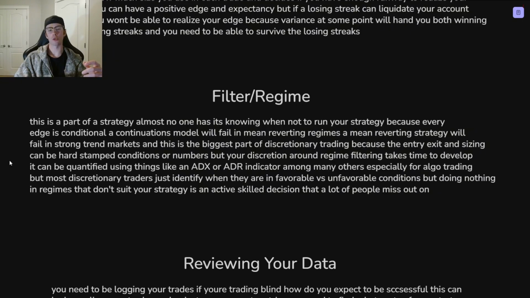Now we move on to regime filtering. So this is the part of strategy that almost nobody has actually quantified, and it takes a long time to build up the discretion to know when not to trade. Because every edge is conditional.